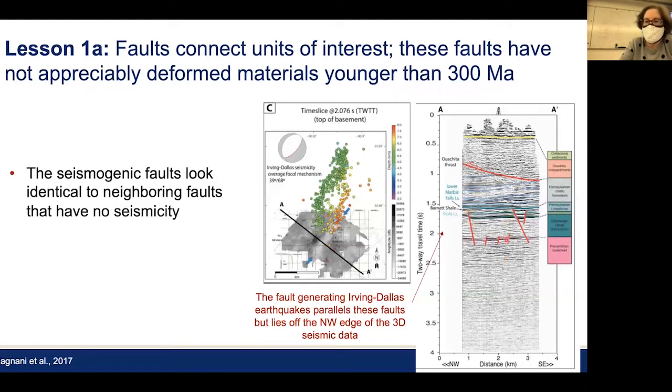These two look the same. I'm not showing another example where we have three faults, including one of the faults that are generating earthquakes, and all three look identical, and only one of the faults is generating earthquakes. So we don't understand that. What we do know is that there is a pathway for hydraulic conductivity. And none of these faults have appreciably deformed materials younger than about 300 million years, right? So it looks very different than the New Madrid data set, which is the point of Beatrice's paper.